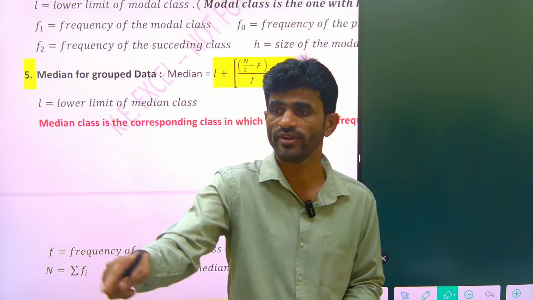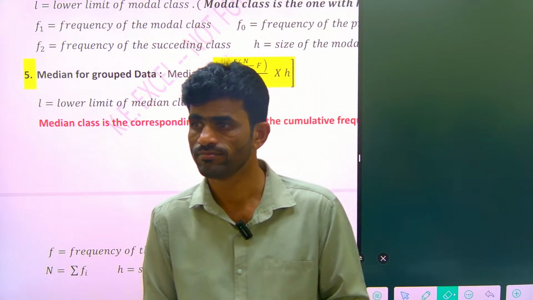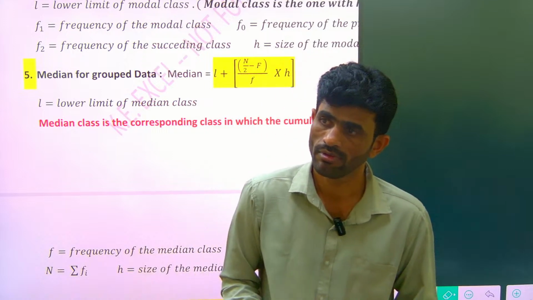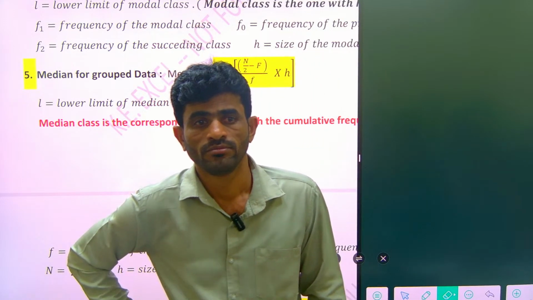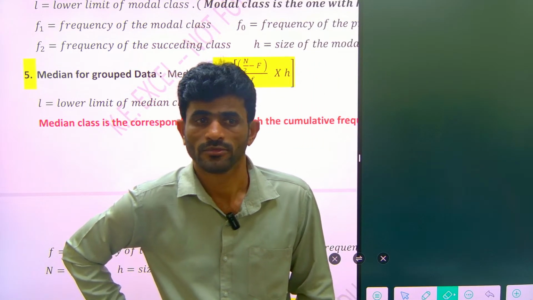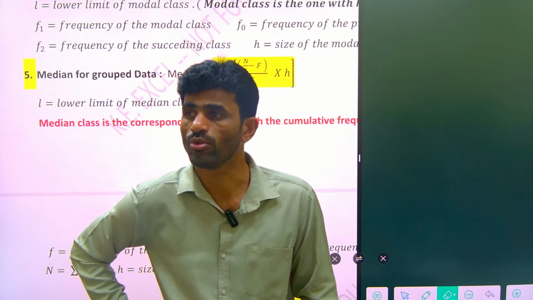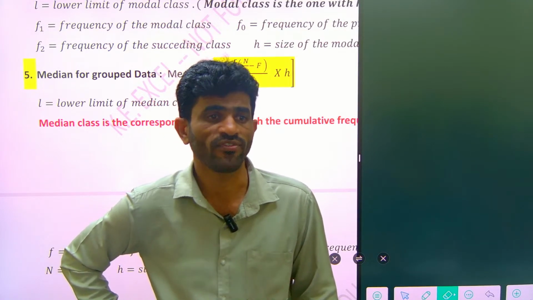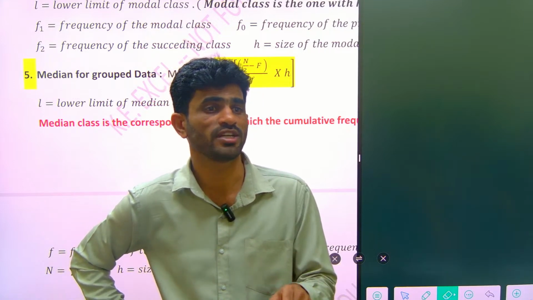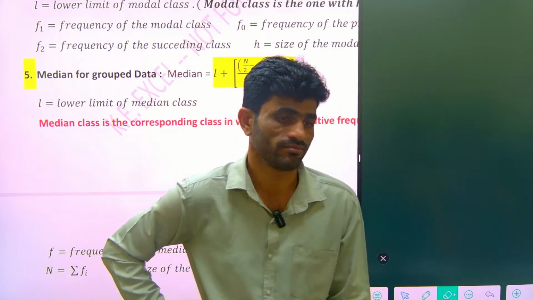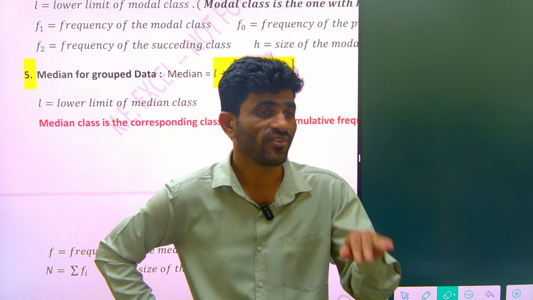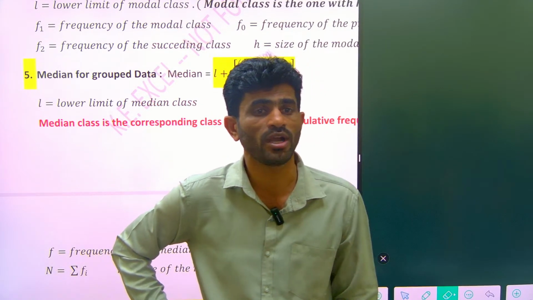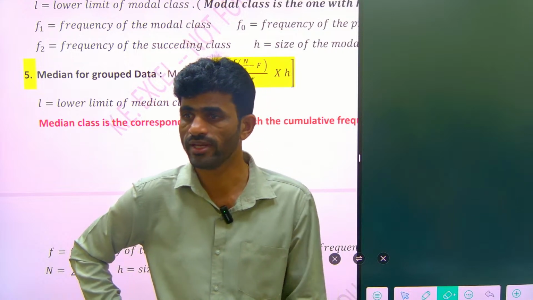How do we take F? What is the median formula? Again, repeat. Median is equal to L plus n by 2 minus CF by F into H. In that F, how do you take F? F means median class frequency, the frequency of the median class. I observed some of the students take total frequency as F. Total frequency is N, and the frequency of that particular median class is F. You have to be very careful about it.